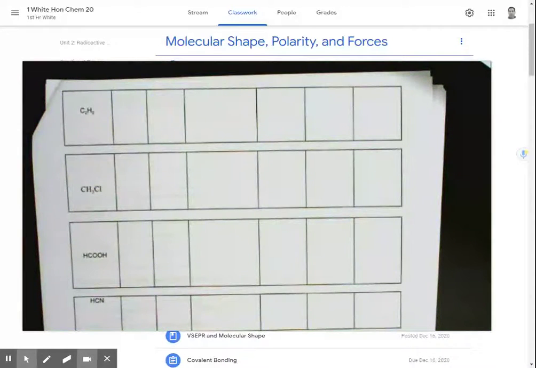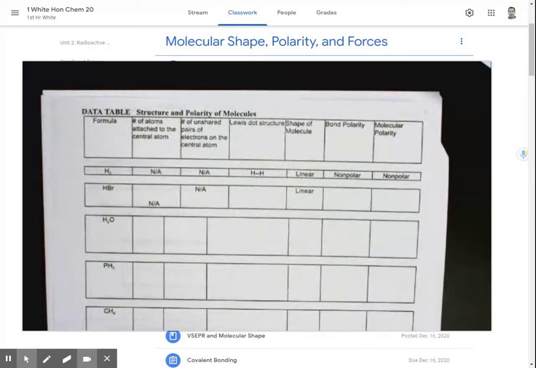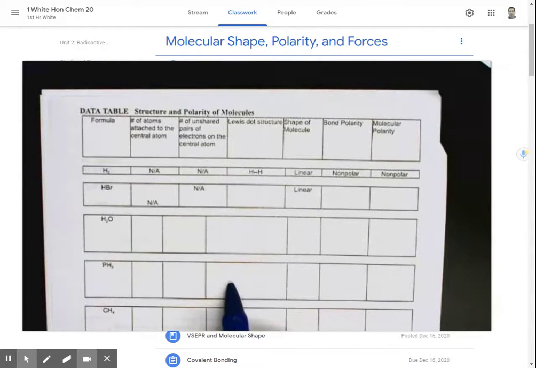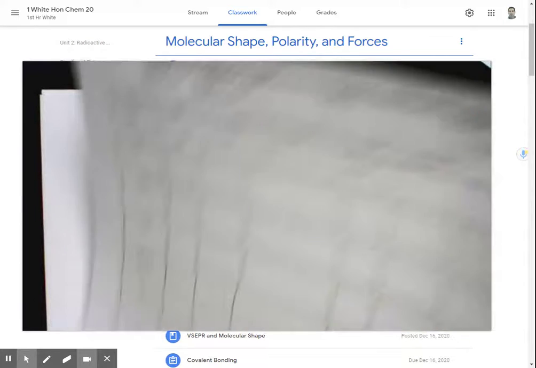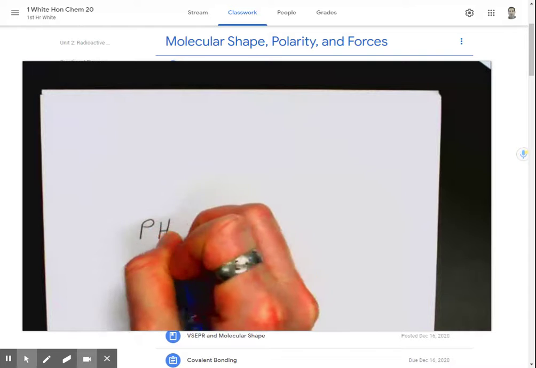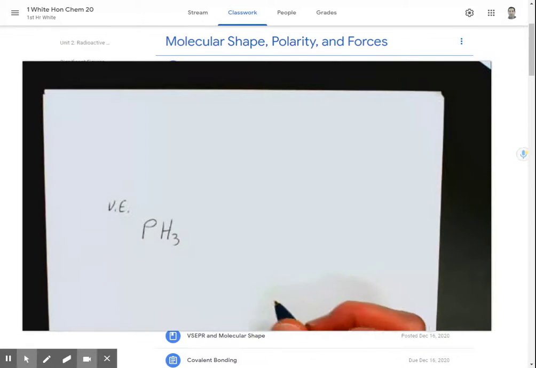Let's take a look at how to fill in the data table for our molecular shape lab. So if we want to do one, say like PH3, the place to start is by drawing your Lewis dot diagram. So if we want to draw a Lewis diagram for PH3, we really need to know how many valence electrons it has.